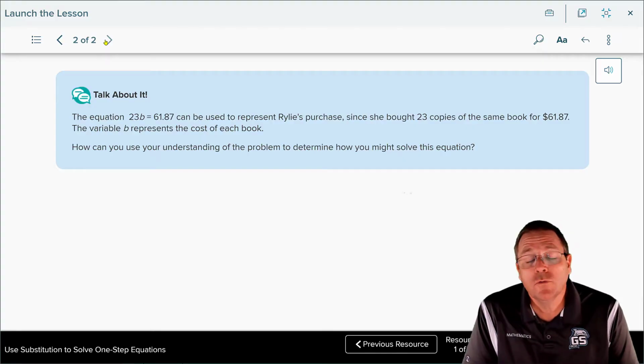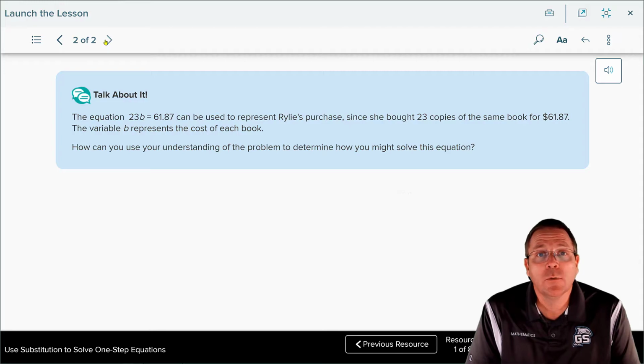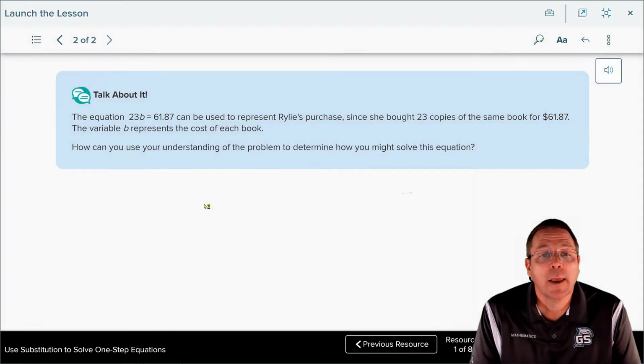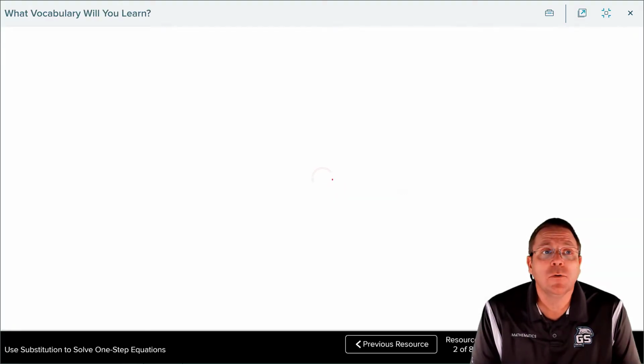Well, from there you could use the equation 23 times b is equal to $61.87, the cost of the books, where the variable b represents the cost of the book, and isolate the variable from there, and that will give you the answer. These are the kind of things that we're going to learn about as we dive into this lesson.